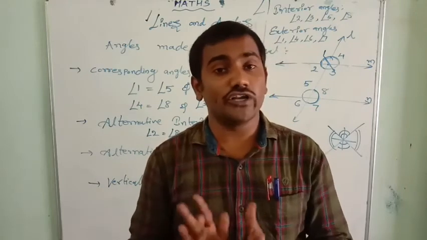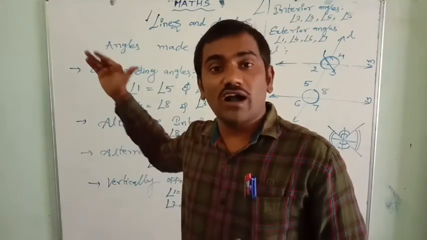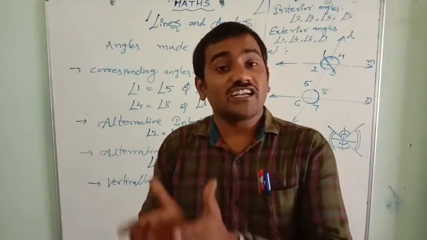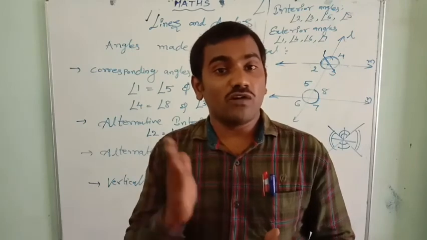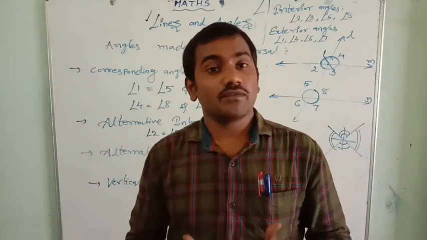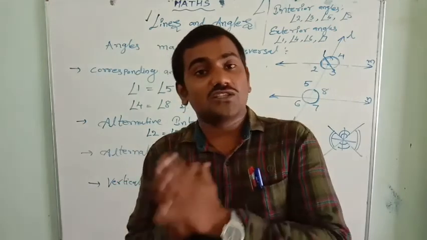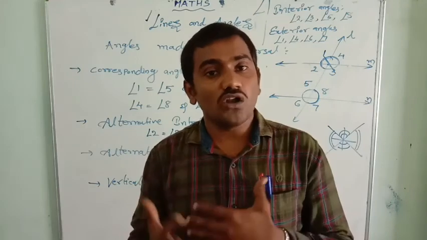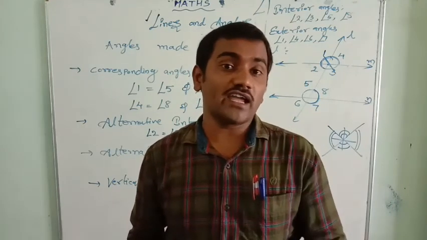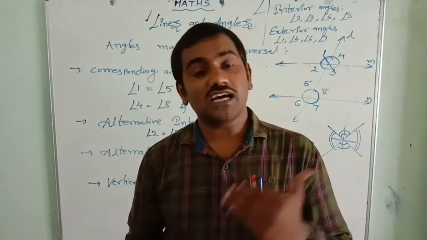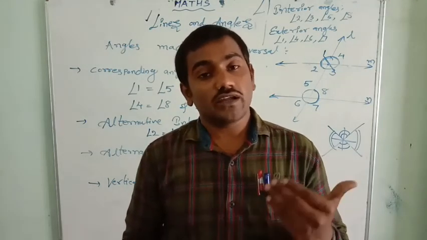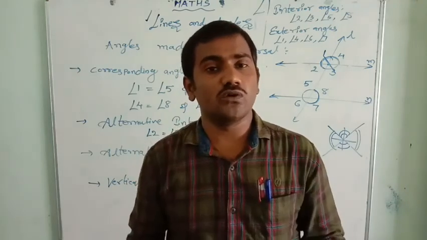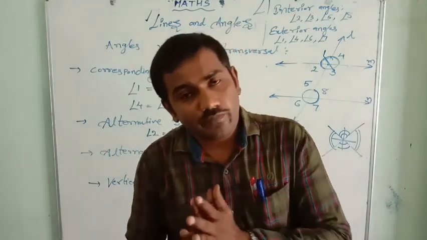Once again you watch it. If you did not understand what is corresponding angle, what are alternative interior angles, what are alternative exterior angles, what are opposite angles, what are the types of lines, what is point, what is line segment, ray, line, what are parallel lines, intersecting lines. All this you should know, and what are the types of angles, adjacent angles, linear pair angles, supplementary angles, complementary angles, conjugate angles. This whole information I have given in this video. Once again you watch it. If you understand, that's better.